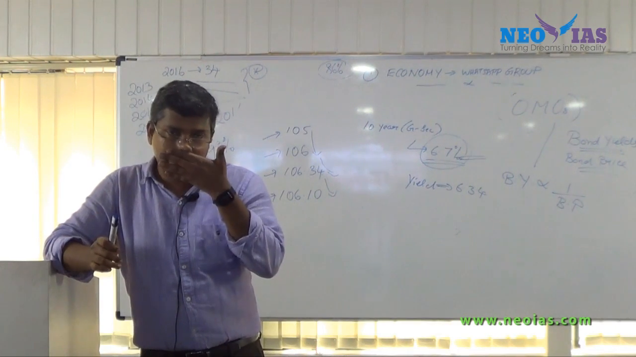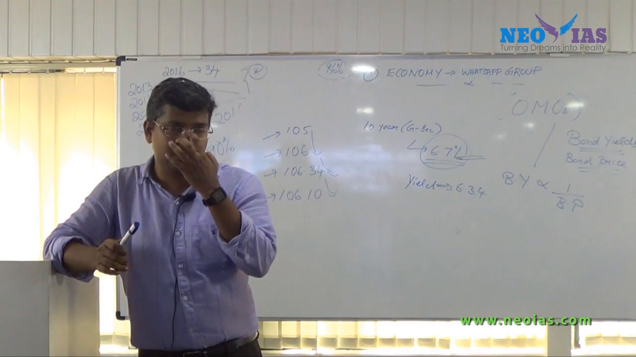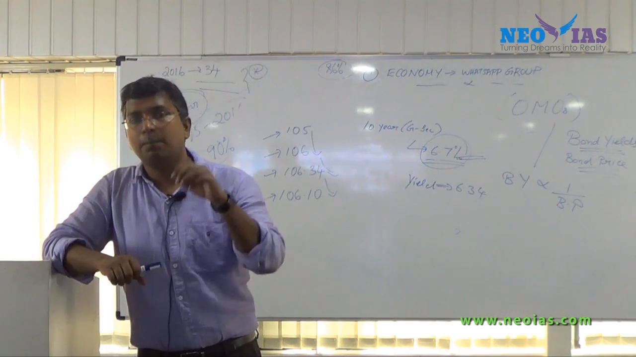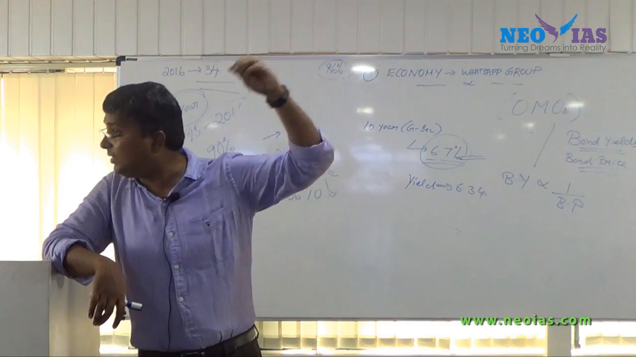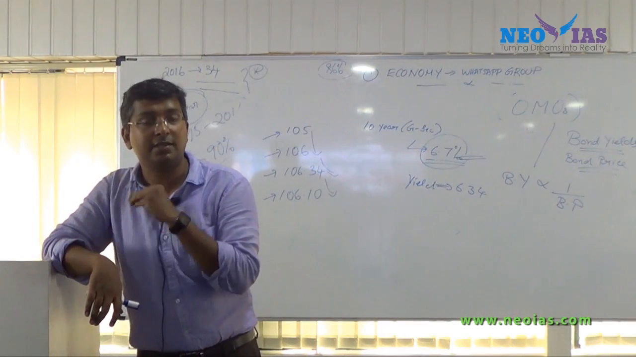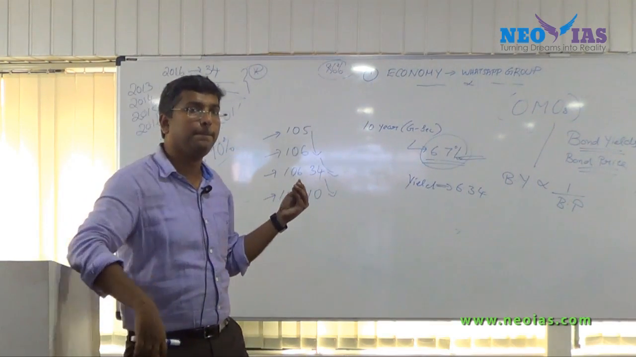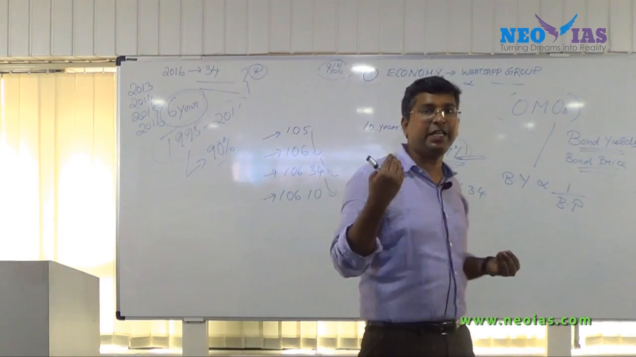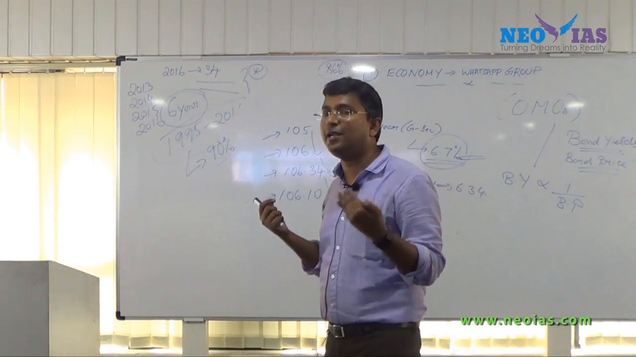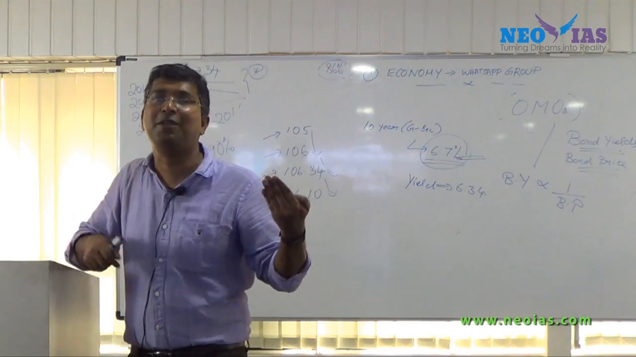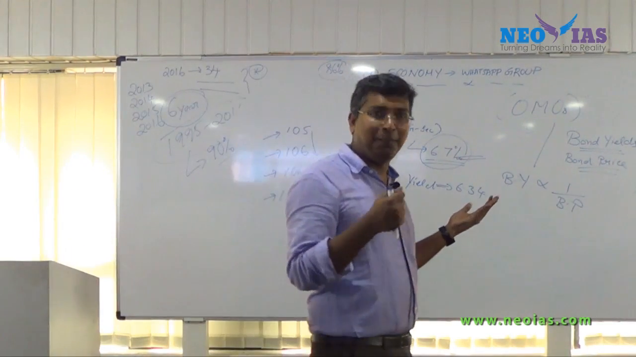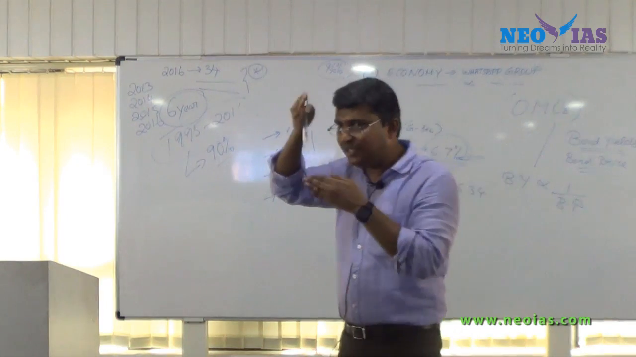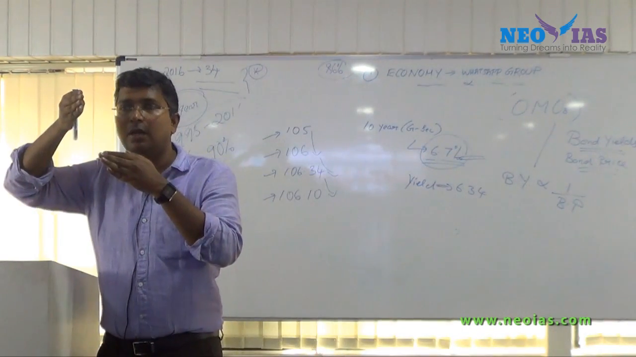Since it's a sovereign instrument, a sovereign guarantee is there, people all over the world go for government securities, not only Indian government securities. It's the same case with others. So now tell me, which is more guaranteed, US government security or Indian government security? It is US government security. Obviously, there is a difference in the interest.